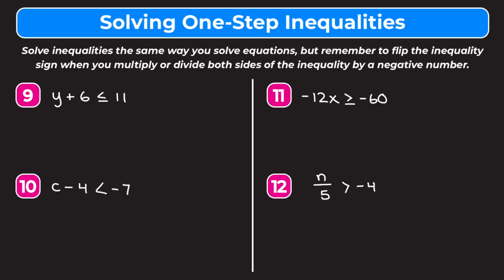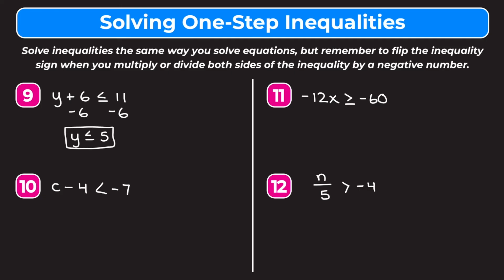So if we take a look at example 9, it is y plus 6 is less than or equal to 11. So 6 is being added to y, so to get rid of it, we want to do the inverse, which is subtraction. So we're going to subtract 6 from both sides of our inequality. On the left side, the plus 6 and minus 6 cancel out to 0, so we're left with y. So we have y is less than or equal to 11 minus 6 is 5. So we get y is less than or equal to 5.